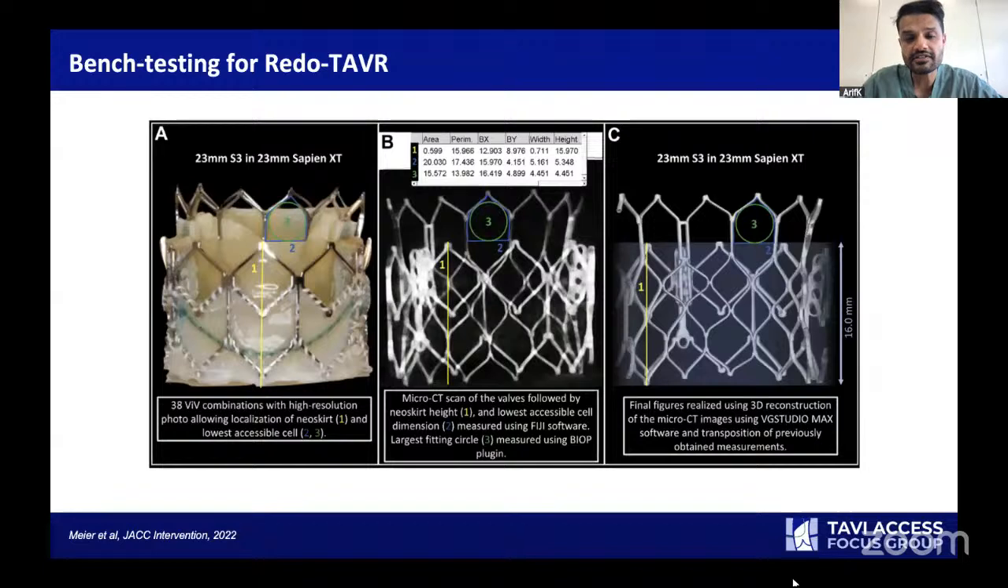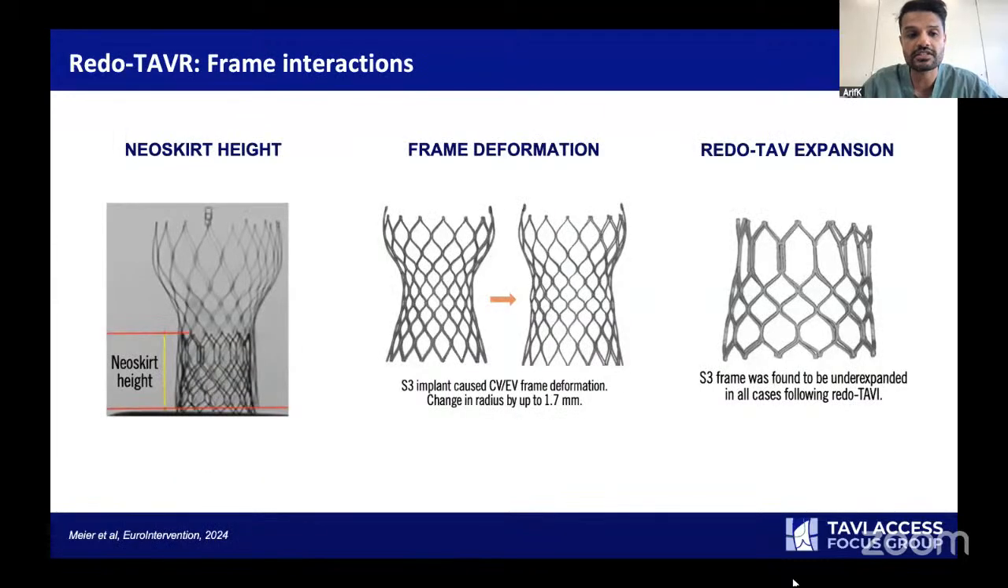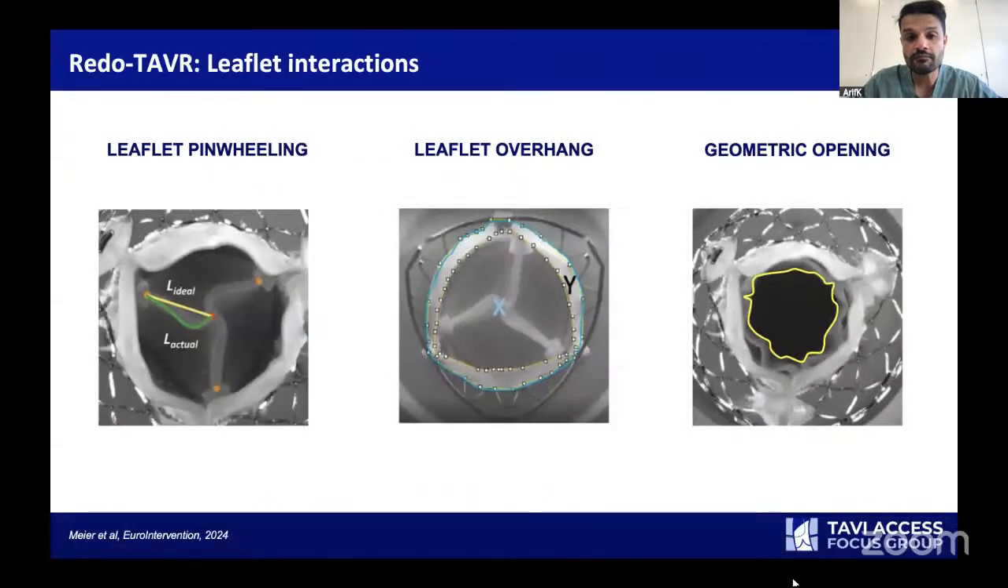And really here, I have to say the work from Jonathan Webb's group and Janarthanan and David Meier and Mayanna and colleagues, they have absolutely revolutionized our understanding and contributed so much through the medium of bench testing to our understanding and knowledge of redo-TAVR, both in terms of how the frames are, so this issue of neoskirt height, how the frames are modified during redo-TAVI, what happens to the expansion, but also looking at the leaflets and really explaining to us this concept of leaflet pinwheeling. What is it?